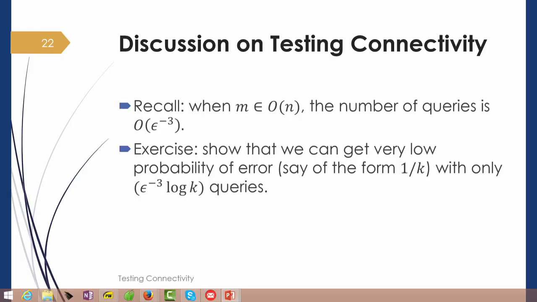This works great. We're able to get a probability of correctness of at least 2/3, but it's actually not very difficult to get the probability of error down to a much smaller value. For example, we can get the probability down to something of the form 1 by k for any arbitrary k value with O of epsilon to the minus 3 times log k queries. This will be a small exercise for you to show that this is in fact true.